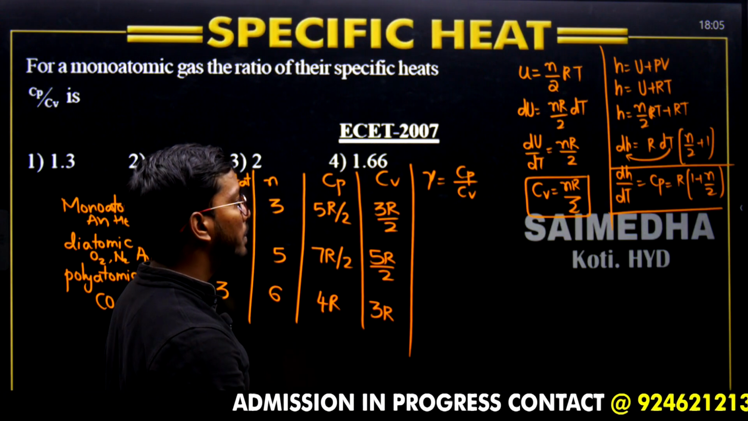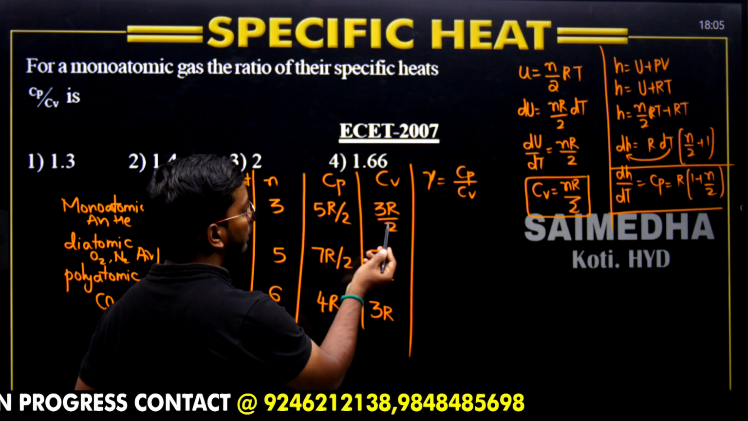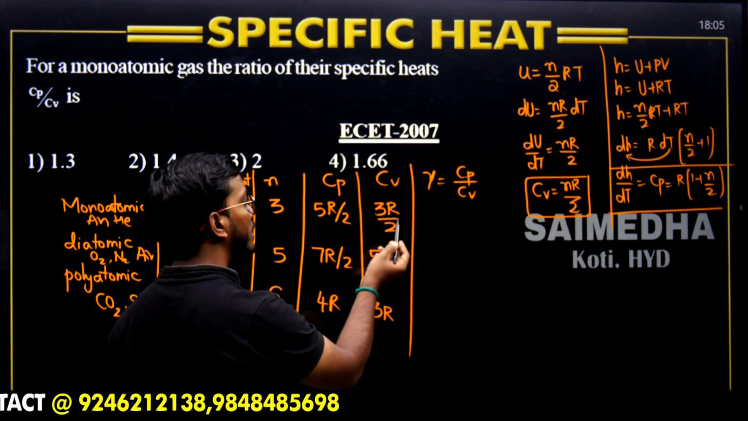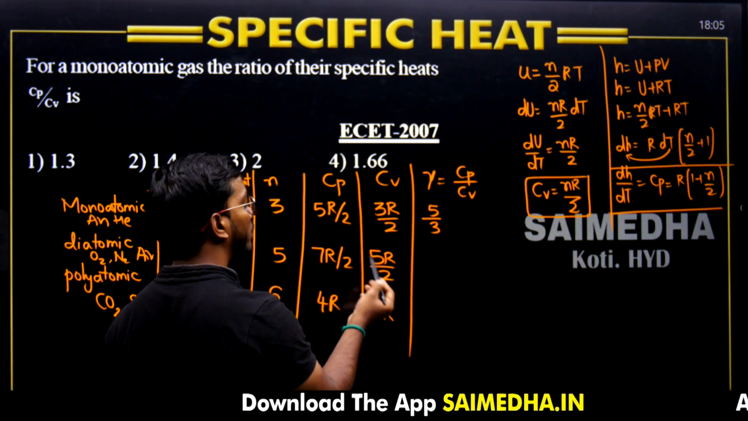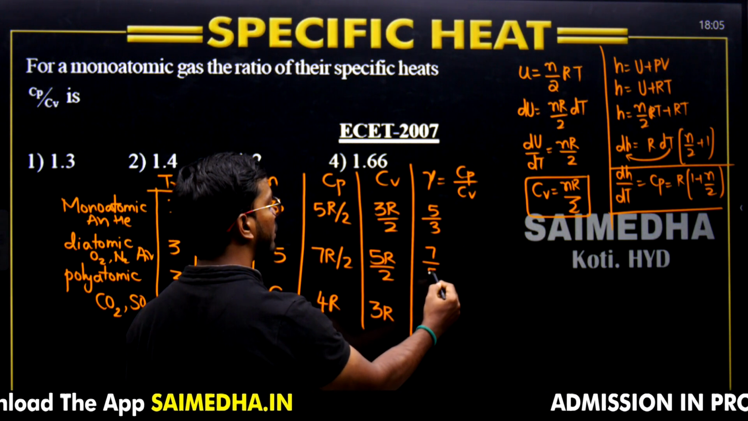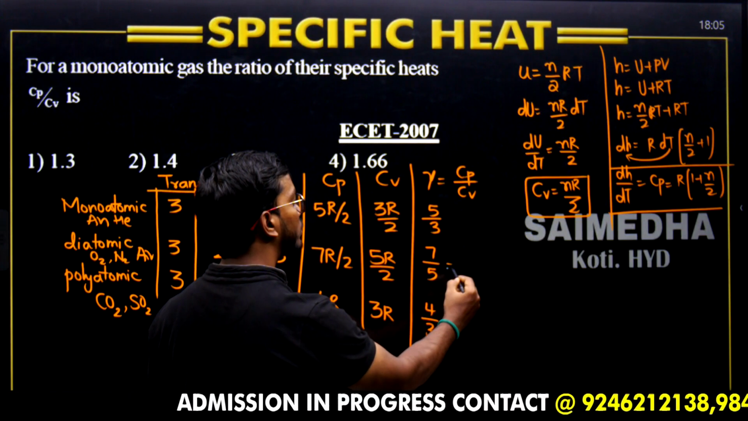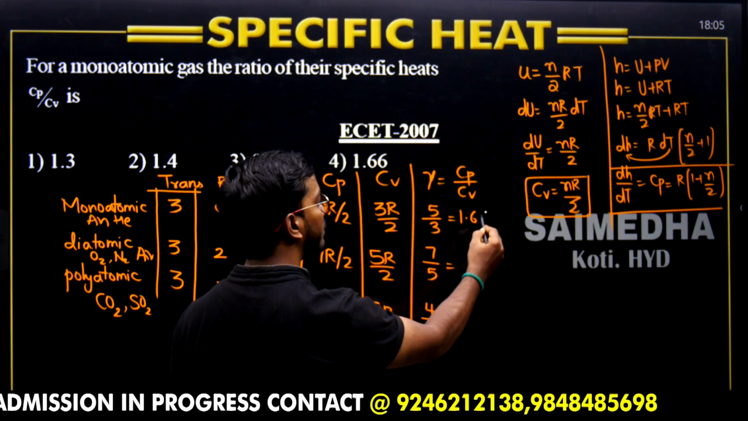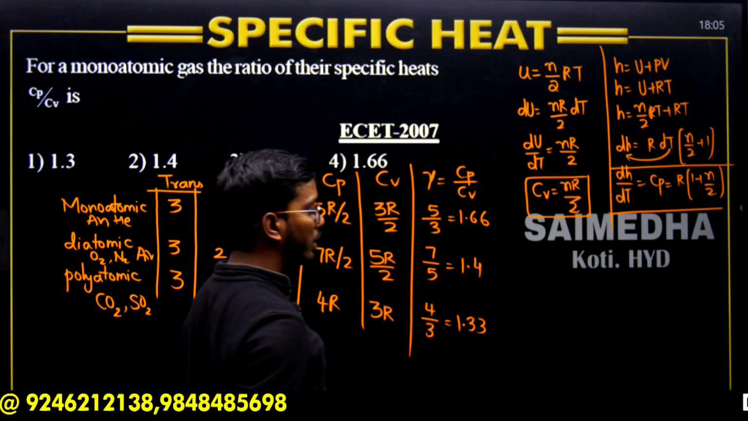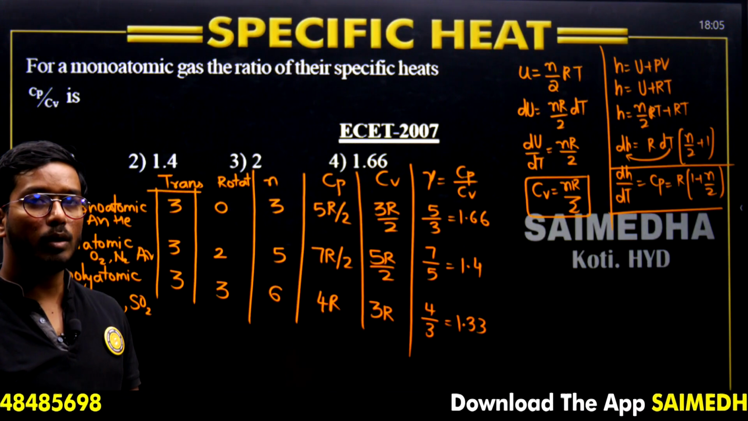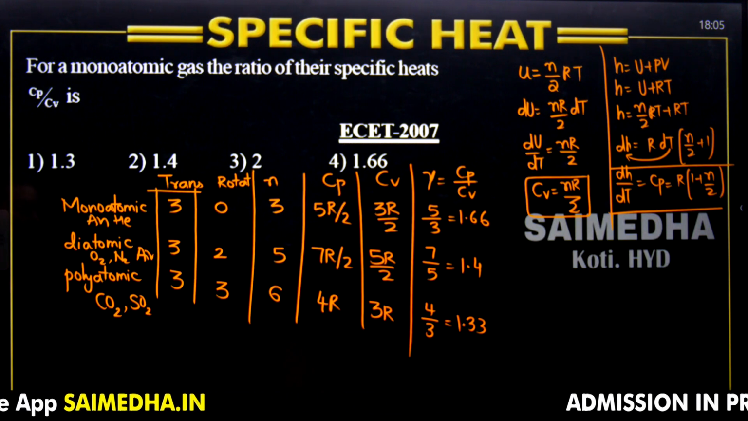Finally, Cp by Cv, that is gamma, the adiabatic index. So you need to divide these two now. That is 5R by 2 by 3R by 2. What is the answer? 5 by 3. 7R by 2 by 5R by 2, R by 2 cancels, 7 by 5. 4R by 3R, that is 4 by 3. In numbers also we can say, this is 1.66, this is 1.4 and this one is 1.33. Okay. So this is the entire concept of Cp, Cv, gamma for monoatomic, diatomic and polyatomic gases.